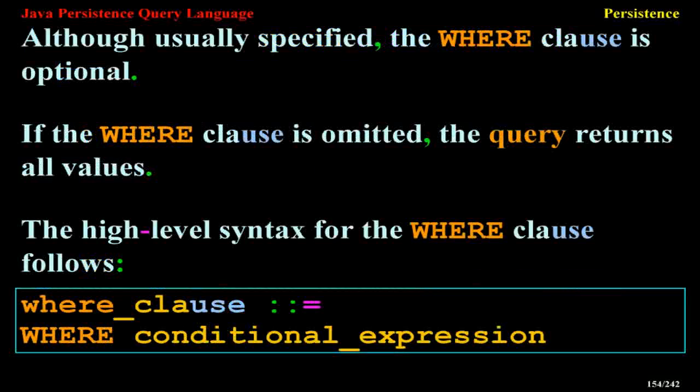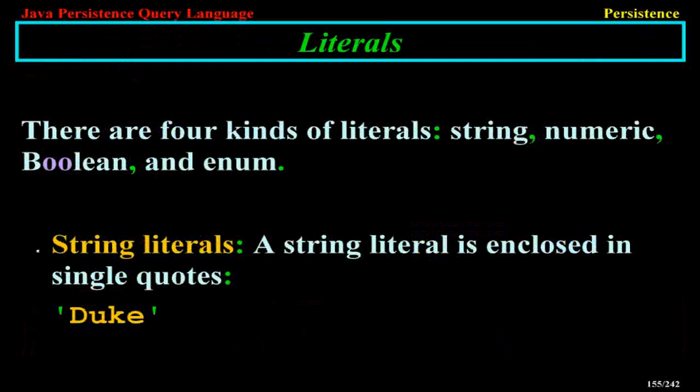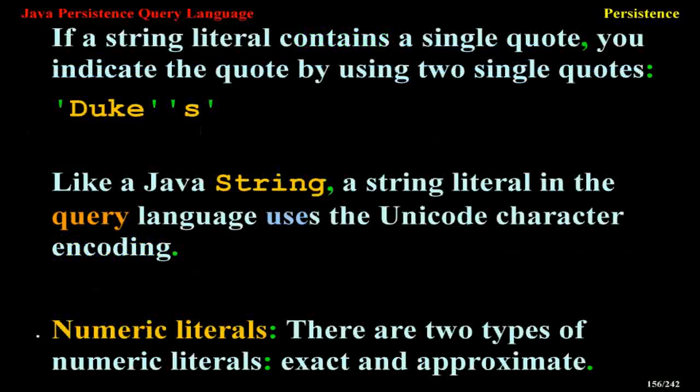The high-level syntax for the where clause follows: where clause equals where conditional expression. Literals. There are 4 kinds of literals: string, numeric, boolean, and enum. String literals. A string literal is enclosed in single quotes. If a string literal contains a single quote, you indicate the quote by using 2 single quotes. Like a Java string, a string literal in the query language uses the Unicode character encoding.